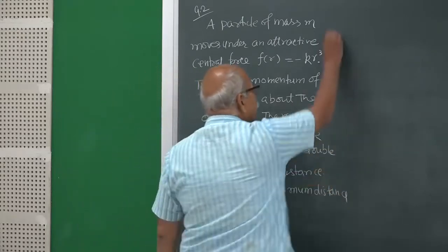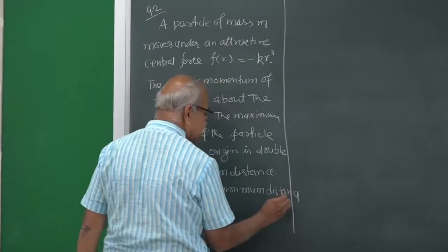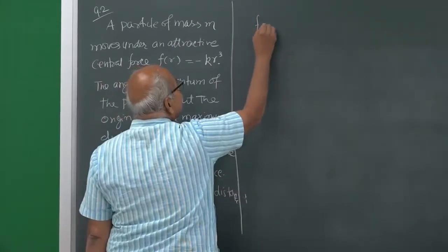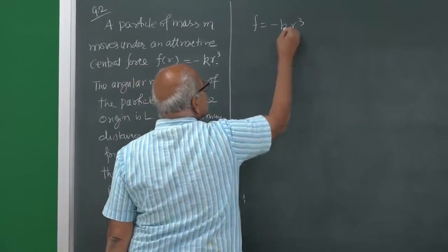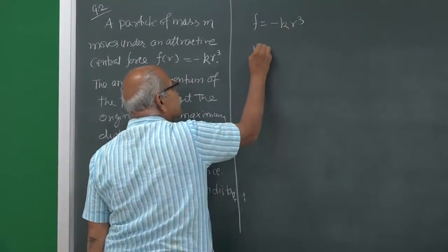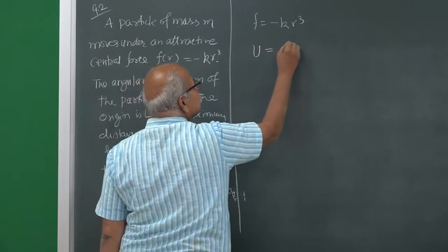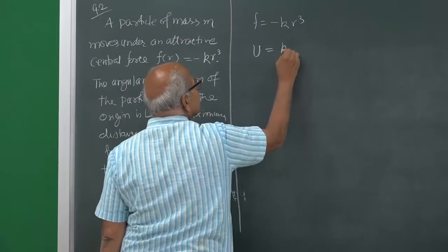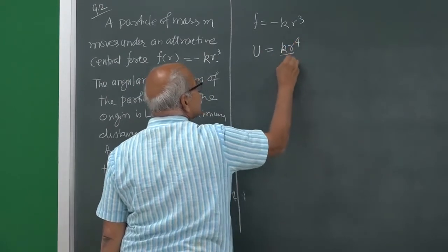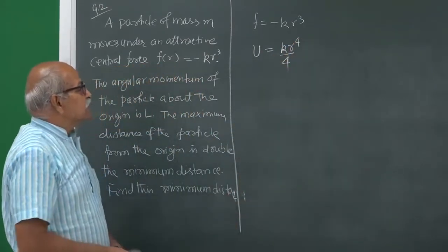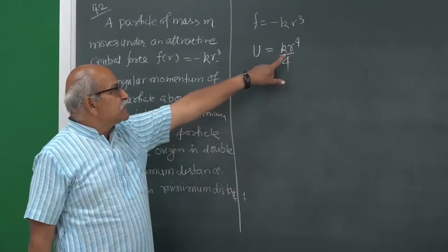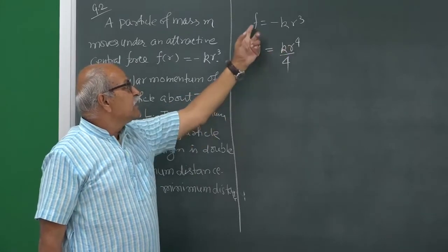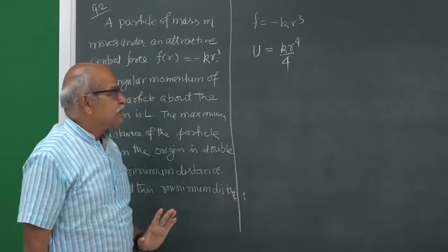Okay, so force F is minus k r cube. So, write what is potential energy U. U will be what? You have to integrate. So, k into r to the power 4 divided by 4. This will be the potential energy. If you differentiate it with respect to r, you get k r cube, and put a minus sign, you get the force. So, this is potential energy.